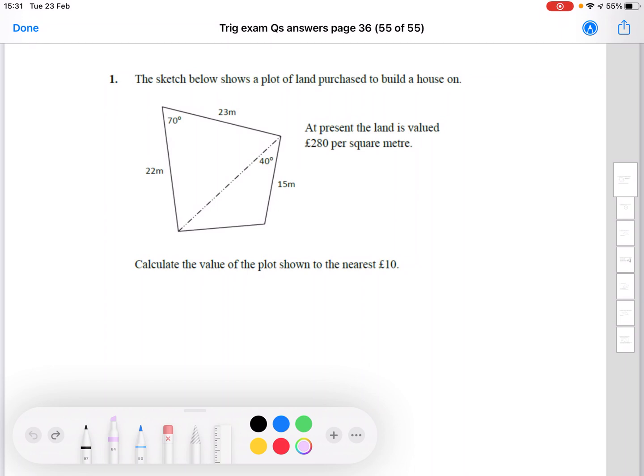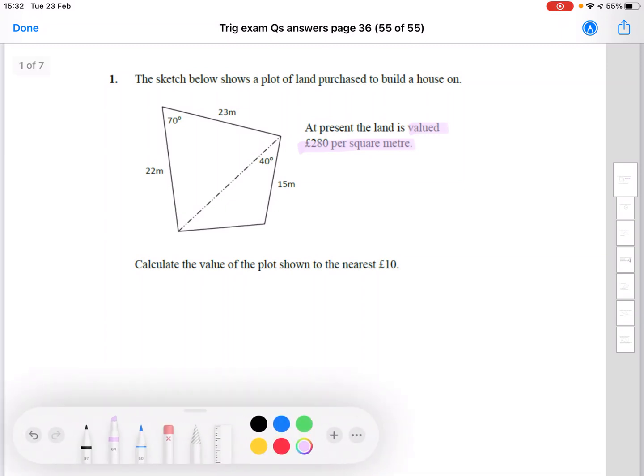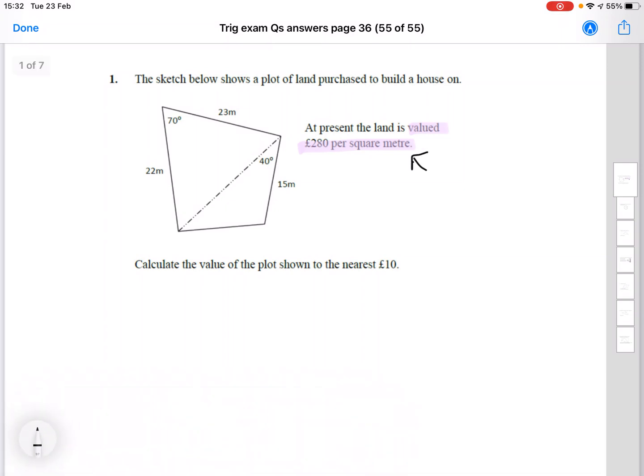So the first question here is, the sketch below shows a plot of land purchased to build a house on. We're told at present the land is valued at £280 per square metre. Calculate the value of the plot shown to the nearest £10. So we're told here that the value of the land is related to how many square metres it is. So this question is about area. So that's the first thing to try and puzzle out, is what is this asking me for?